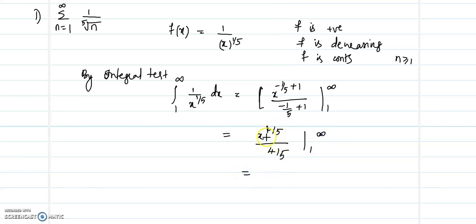So at infinity, the value is going to be infinity. So therefore, the value of the integral is infinite. So therefore, by integral test, summation n equal to 1 to infinity 1 by fifth root of n diverges.